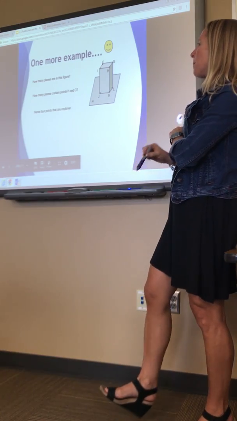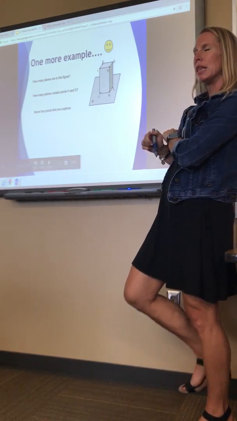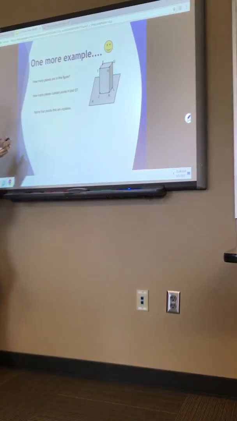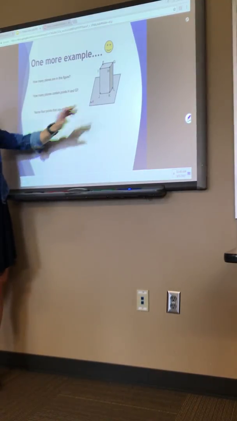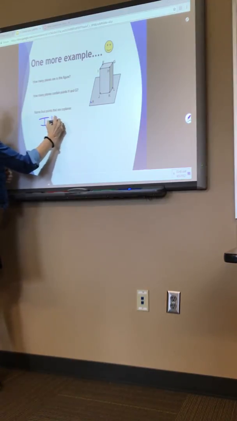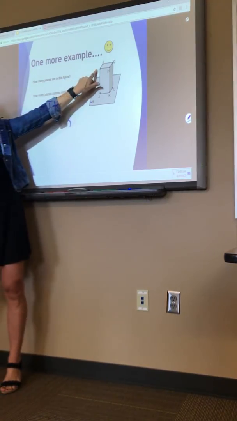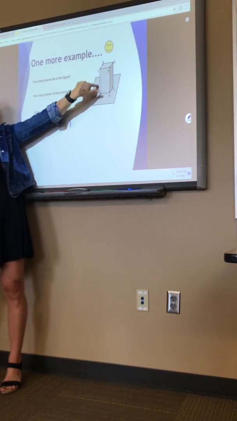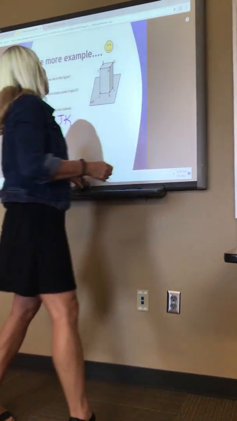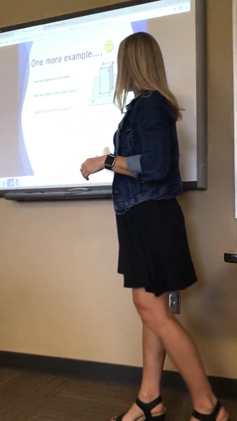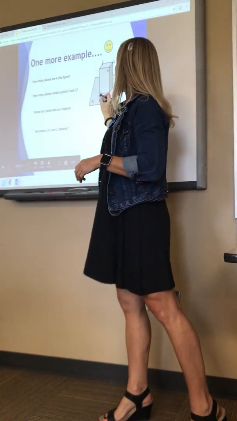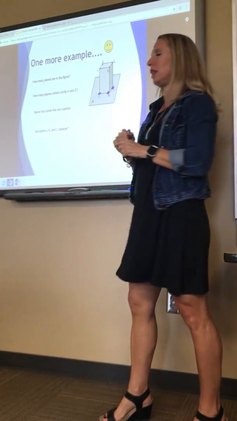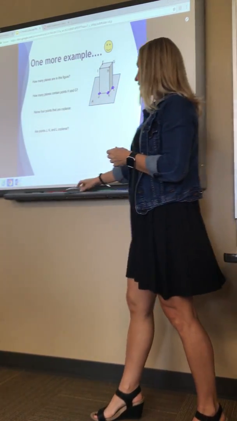Name 4 points that are coplanar. AJKL. A is like that point. Oh, I-H-J-K. I-H-J-K is perfect. Do you guys see all those? There's more answers. Are points J, K, and L coplanar? Yeah, they're in the same plane.